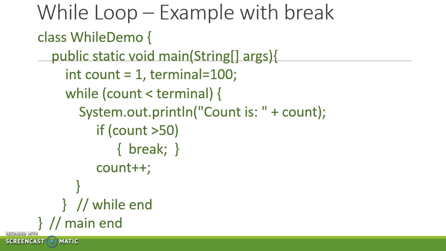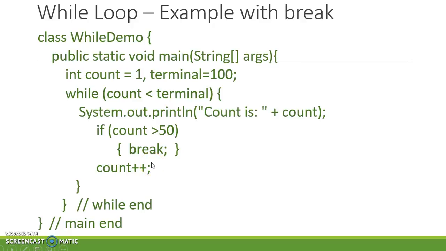So here comes the example with the break statement. Here we are just changing the if condition by introducing a break statement. So the ultimate aim is just to print the value from 1 to 49. So what we are going to do is we are just going to have an if condition, like if count greater than 50, we are just going to break out.